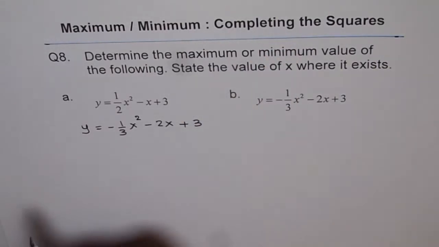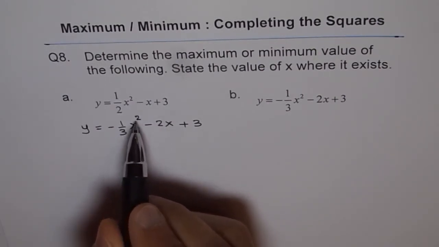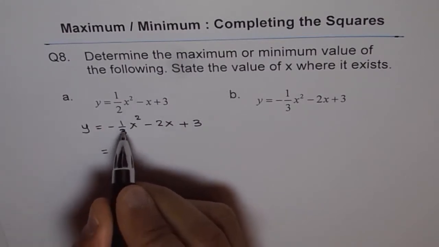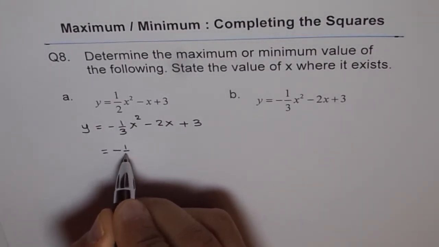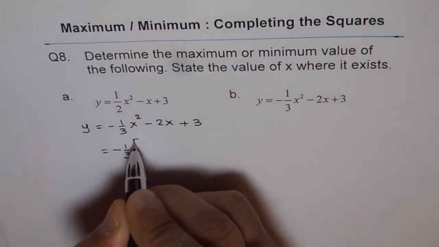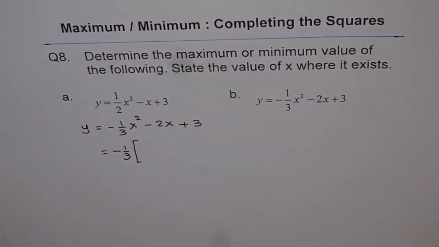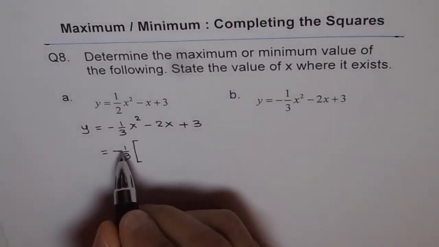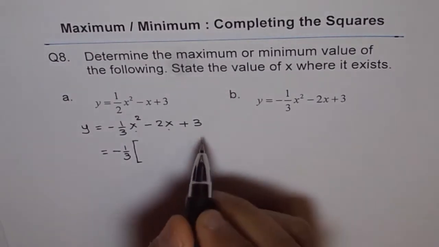In the completing the squares method, the first step is to factor the leading coefficient. That means the coefficient of x square. So the coefficient of x square is minus 1 over 3. So we'll factor this, minus 1 over 3. I recommend you use square brackets. Soon you'll realize why. So when we factor out minus 1 over 3, we are just factoring from these two terms, not from the constant.